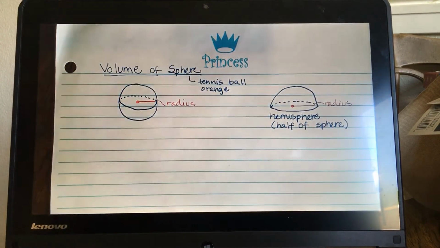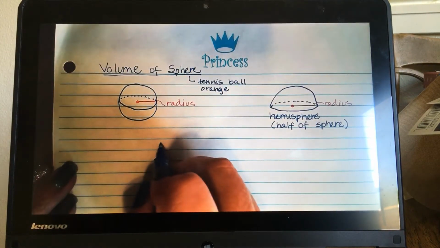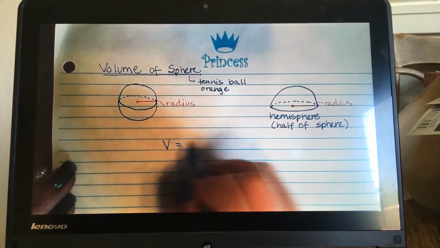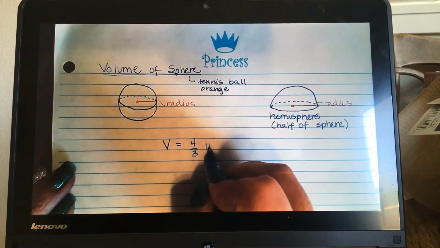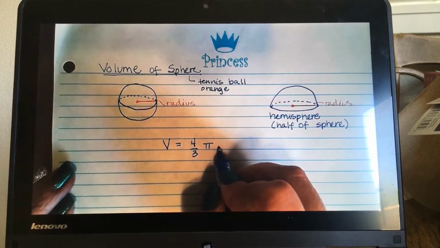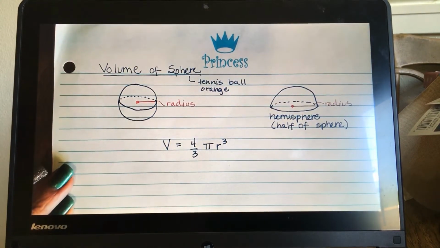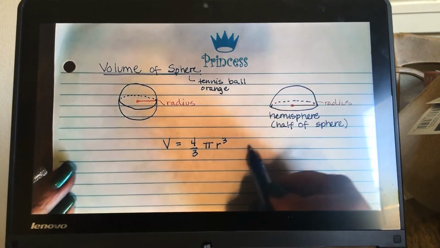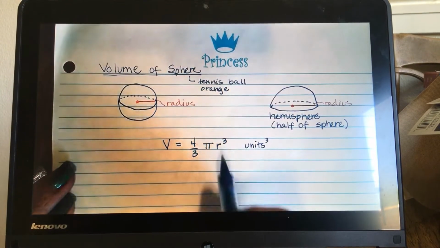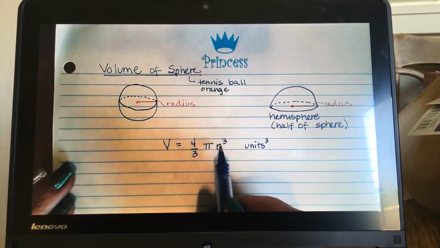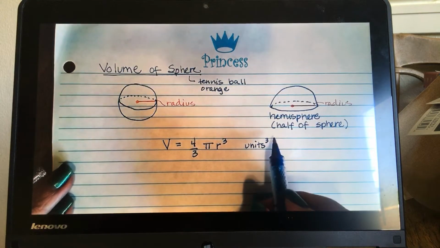So the volume for a sphere is given by the formula: volume is equal to 4/3 multiplied by pi multiplied by the radius cubed. And when we do that formula, our units are going to be units cubed, because we're taking a look at 3 of those radii. Multiplying 3 of those units together would be units cubed.